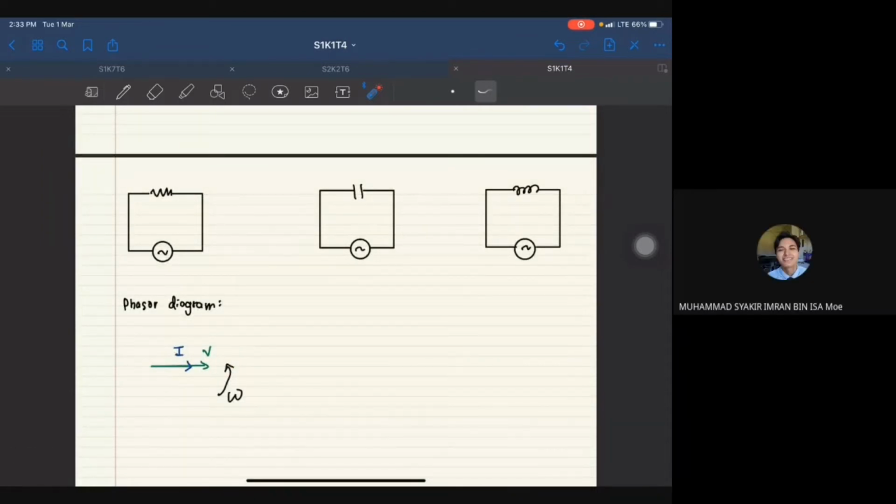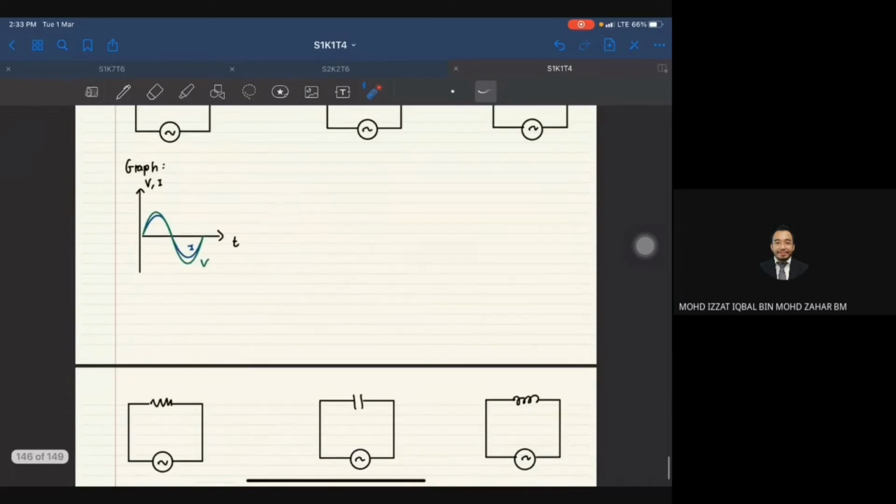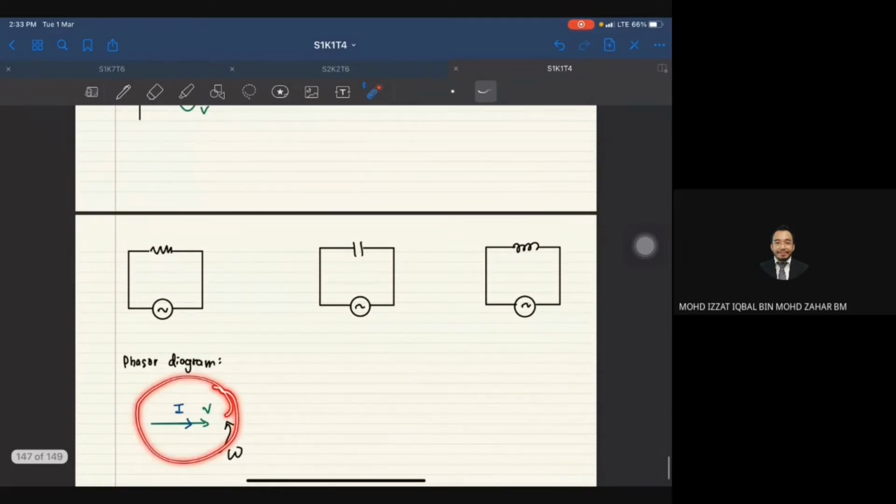Okay, yes, yes. Okay, so this is a phasor diagram. It's a vector. So it has an arrow, and it shows the movement of the current and voltage. So in this case, it says the current and voltage move together, hand in hand. That's why they always overlap. Okay, that's why your graph also looks like this. So this one, you already learned yesterday. This is the new thing, the phasor diagram.